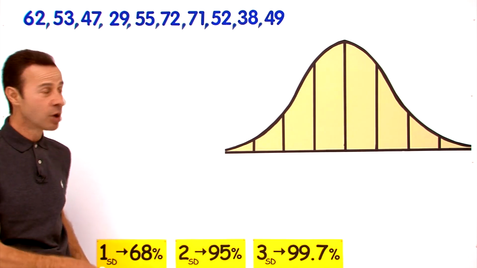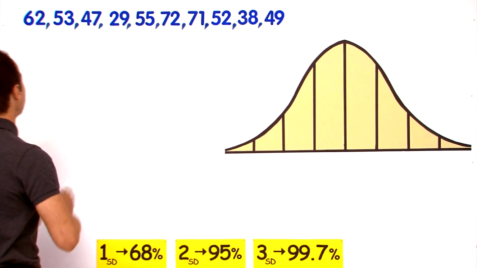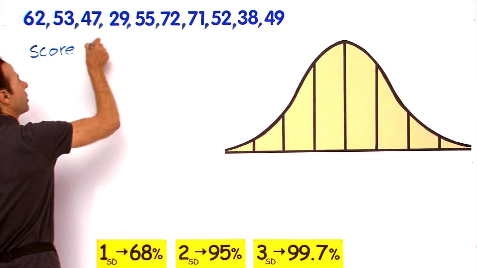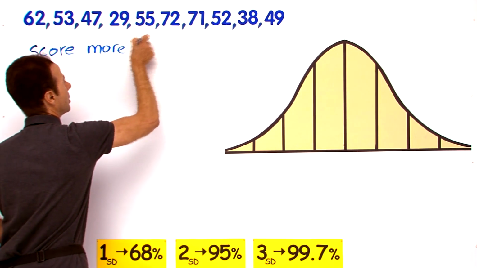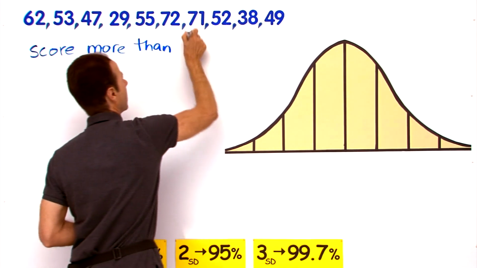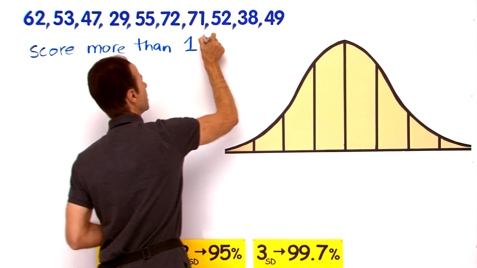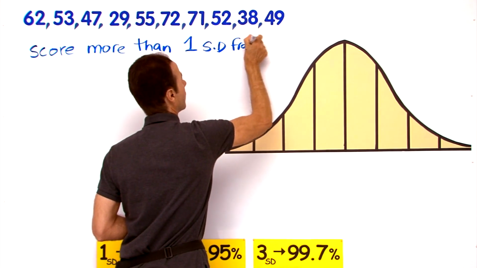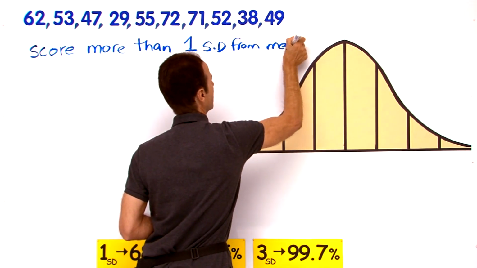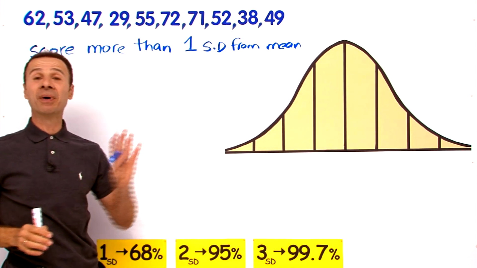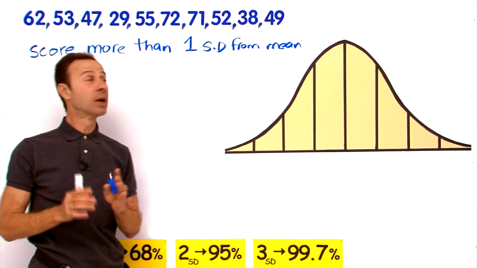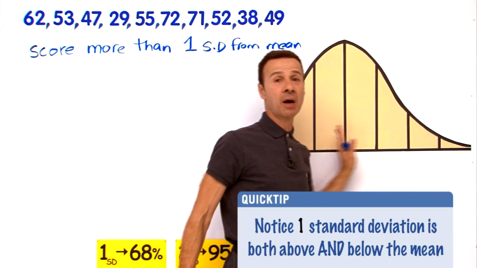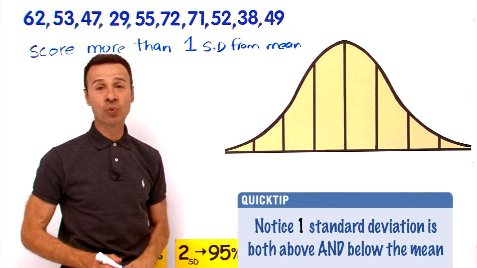So let me just summarize that. We want to know how many scores are more than one standard deviation from the mean. We're not saying greater or above by one standard deviation. We say more than one standard deviation from the mean. That means from both sides, above and below, greater than one standard deviation.